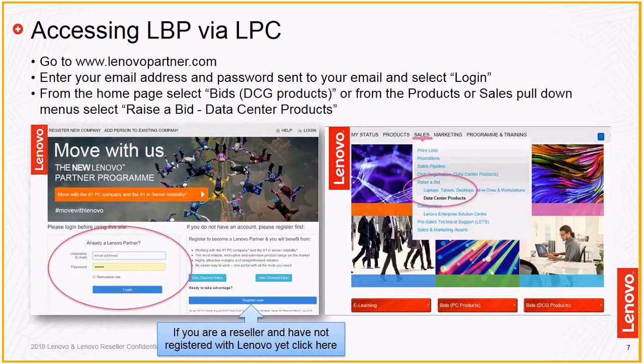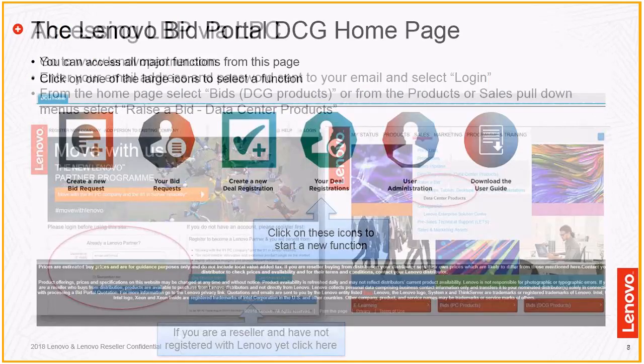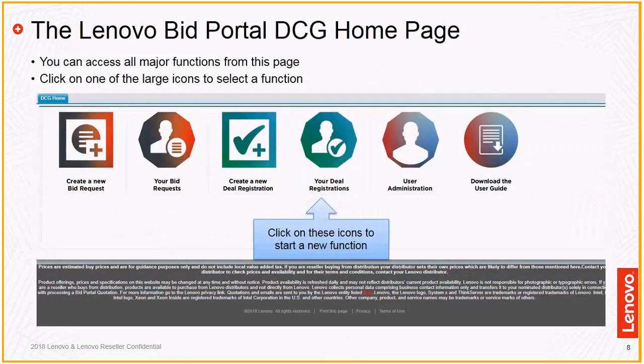This is the homepage of LPC. You must register in LPC first, then you can have access to LBP. This is the homepage of LBP. You can access all major functions from this page. Click on one of these large icons to select a function.